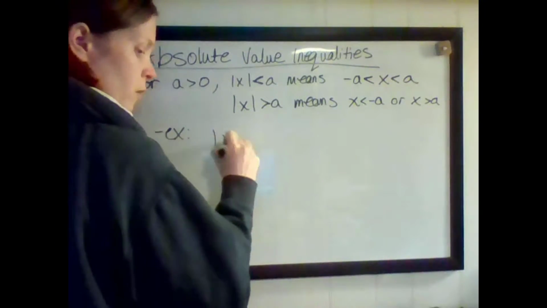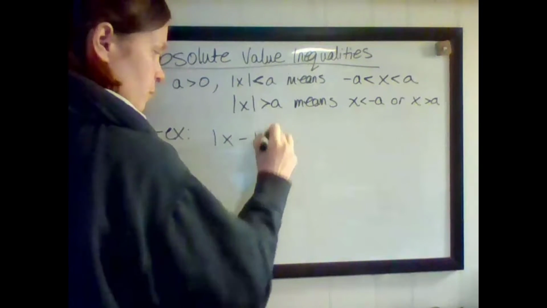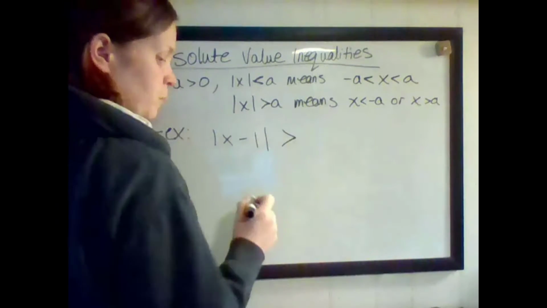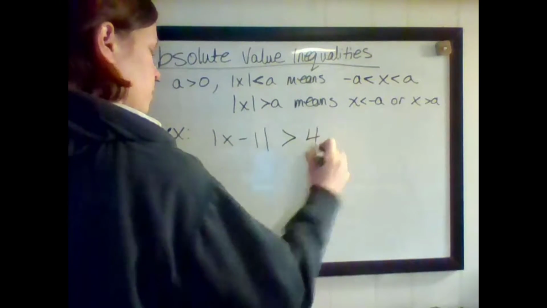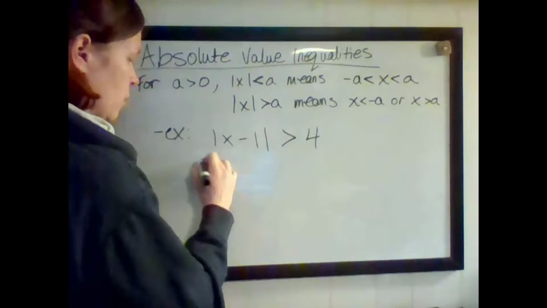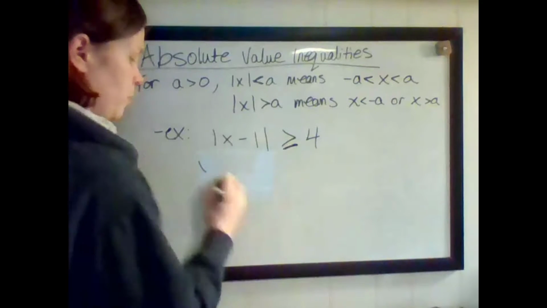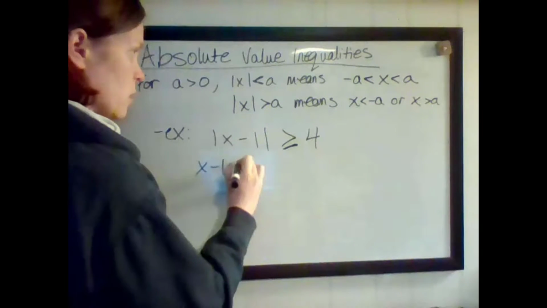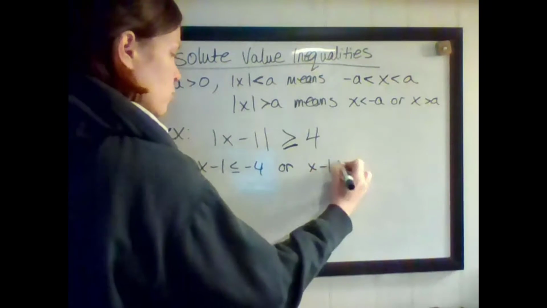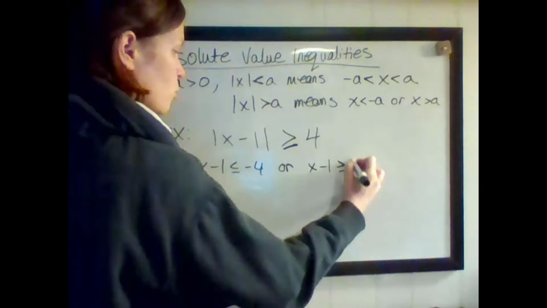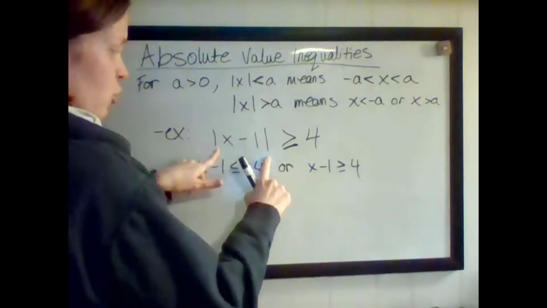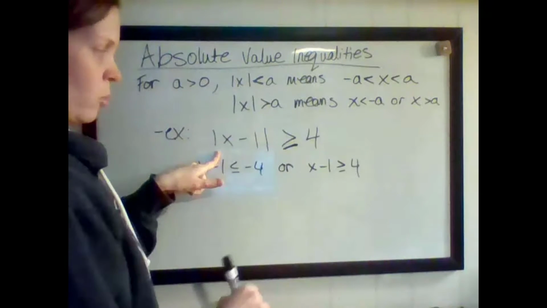How about absolute value of x minus 1 is greater than 4. If I follow this directly, then I'm going to say, let's throw an or equal to in it. x minus 1 is less than or equal to negative 4, or x minus 1 is greater than or equal to positive 4. So basically, it's like the positive one, and when I drop this, we solve our normal inequality.